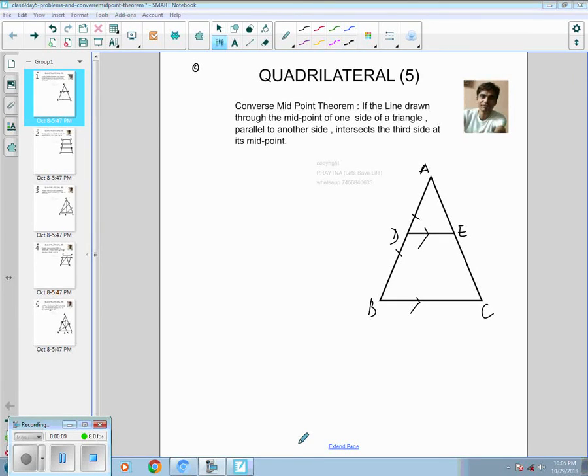In the last session I discussed a few of the problems of quadrilaterals with you. Today I'll be discussing some more problems of quadrilaterals and also the converse of the midpoint theorem. The midpoint theorem I have already discussed in the last session. Now in this session I'll be discussing the converse of the midpoint theorem and a few problems.